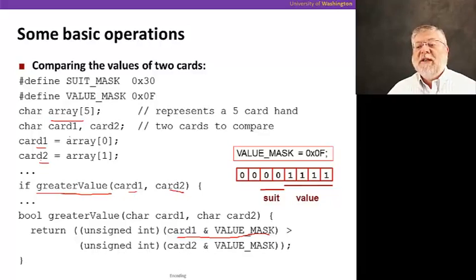It has a 1 in the low order 4 bits. So we're getting the low order 4 bits which represent the value and zeroing the suit. And the way we get the suit zeroed is by applying the logical AND with a mask that has 0s in these positions. So now the result will necessarily be 0 there. And if we compare one of those extracted values to the other, we can simply get the greater relationship between the 2.